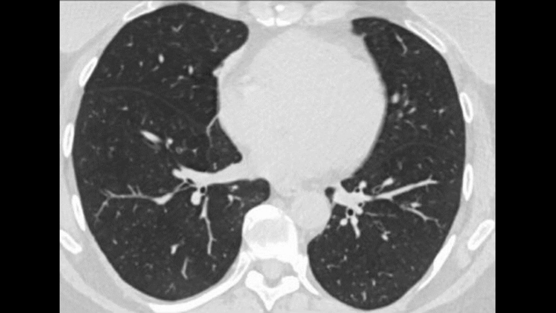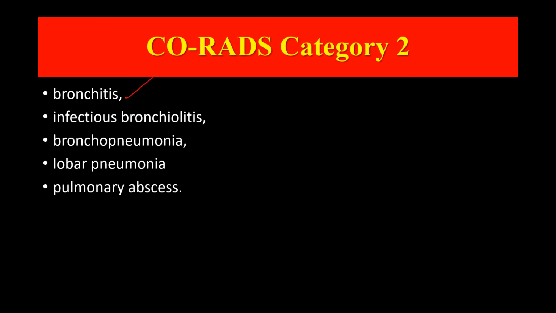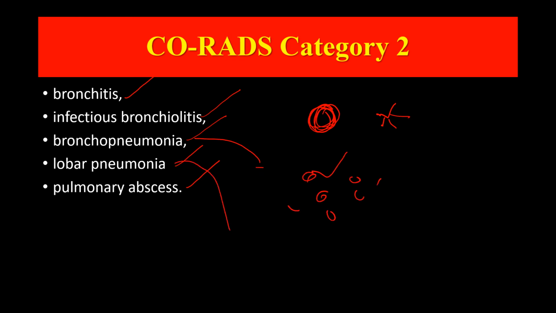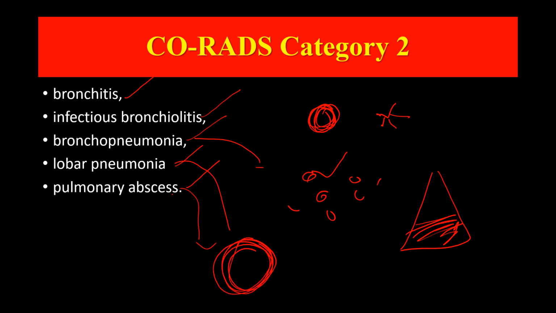Now this is a normal appearing lung, so this will fall under CORADS 1. Now, CORADS category 2, as I told, will have infectious conditions, like bronchitis, bronchiolitis, bronchopneumonia, lobar pneumonia, pulmonary abscess. Bronchitis and bronchiolitis will have thickening of the bronchioles. Bronchiolitis might have a tree in bud appearance, and bronchopneumonia might have multiple patches of consolidation, and lobar pneumonia will have an entire lobe consolidated, and in pulmonary abscess there might be a cavity formation. So if we see a cavity, a tree in bud appearance, thickening of the bronchus, multifocal consolidations looking like bronchopneumonia or lobar pneumonia, or cavitation, then it falls under category 2, typical infectious pattern.